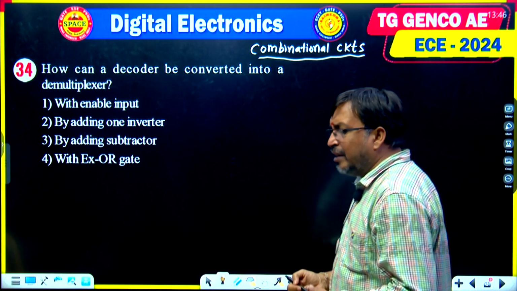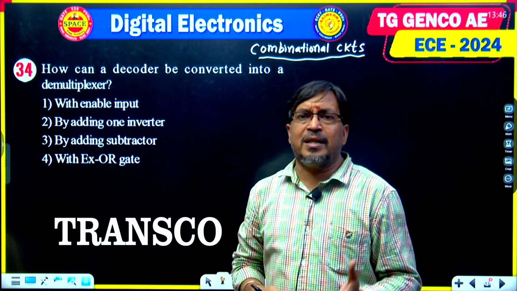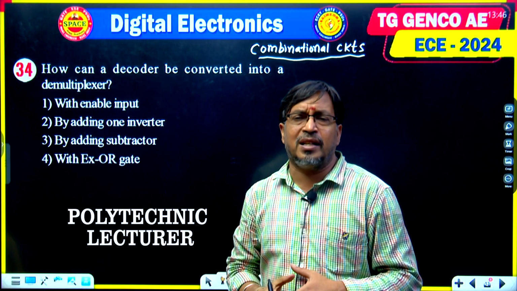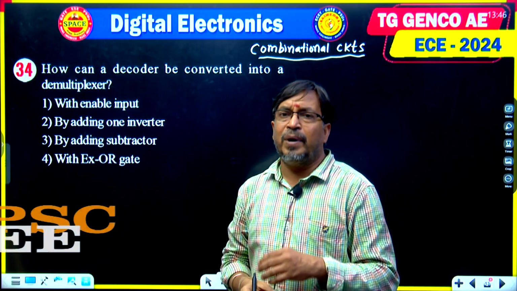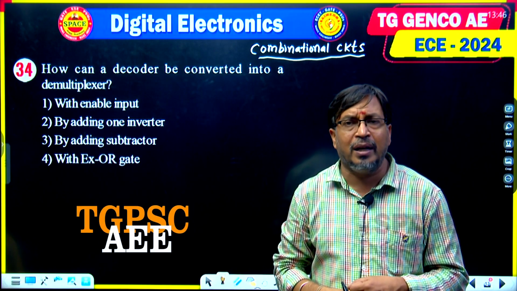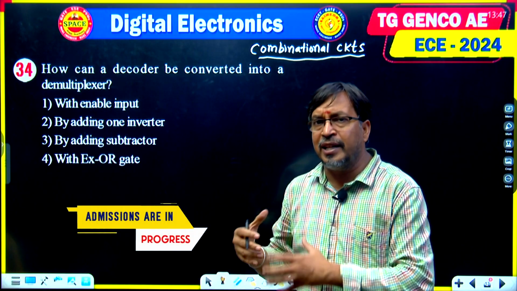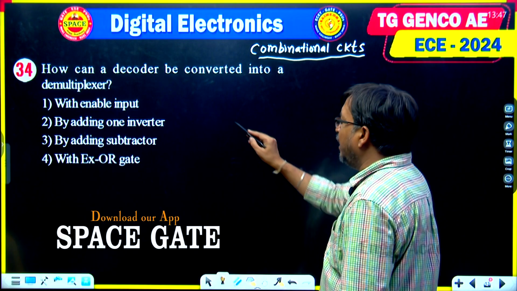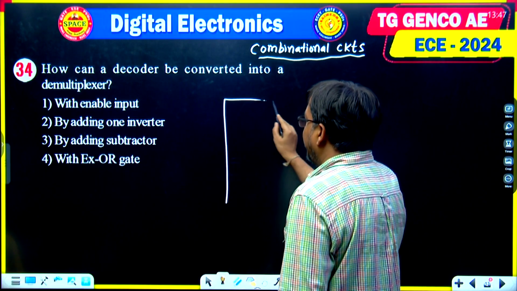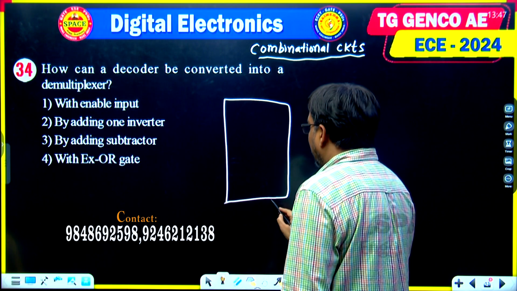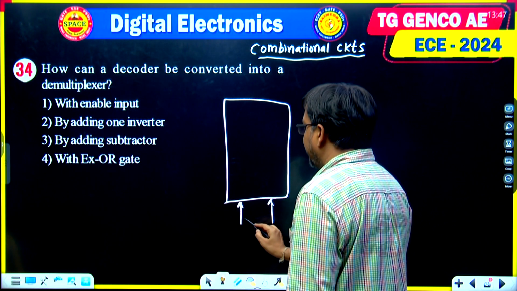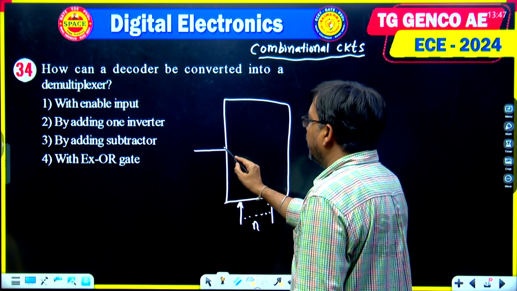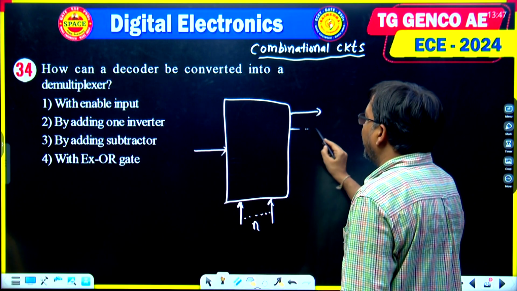Students, the main difference between multiplexer, demultiplexer and encoder, decoder: multiplexers and demultiplexers are controlled by selectors, whereas encoders and decoders are controlled by enable pins. Now I am explaining the same concept in decoder and demultiplexer. A demultiplexer consists of n selectors. How many selectors? N selectors. And how many inputs? Only one input, but there are 2 power n outputs.